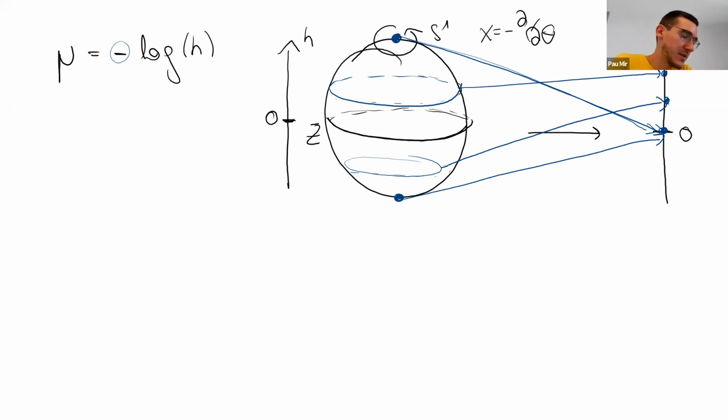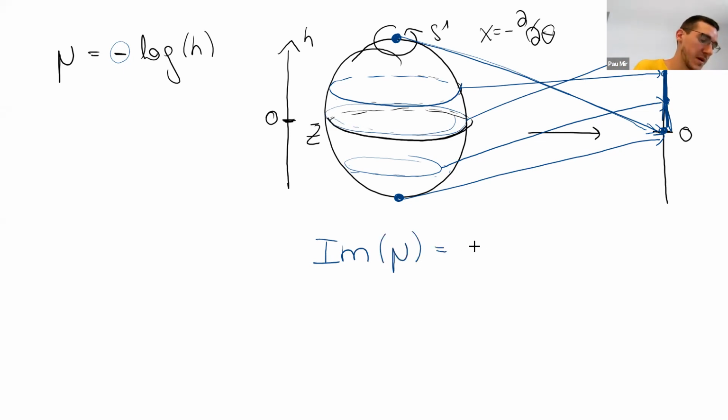And what happens now when we approach the singular hypersurface, when we approach the equator? When we take a circle which is really close to the equator, we obtain a really big value of the moment map. So when we tend to the equator, we cover all the positive part of the moment map. So the image of the moment map, in this case, will be basically all the positive numbers.